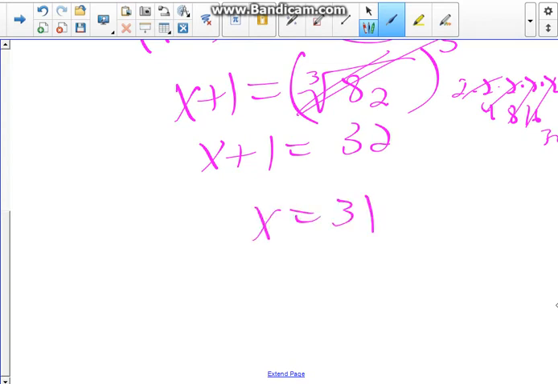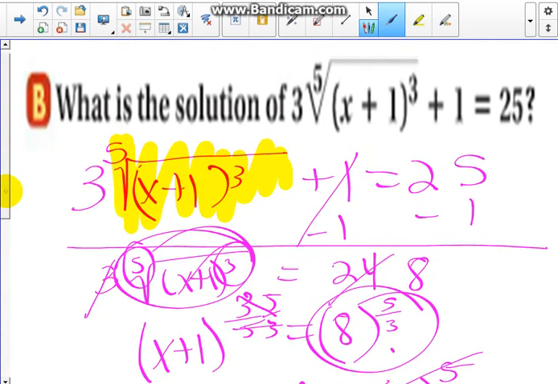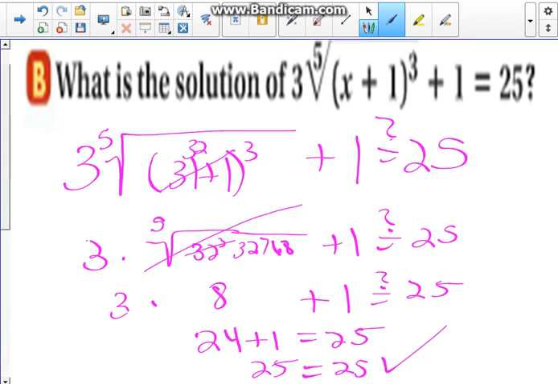Okay, and I would plug this back in and check to see that I got a correct answer. So I went ahead and checked this, and I plugged in 32, and when I did, it went all the way down. Our answer checks out. So our answer was 31.